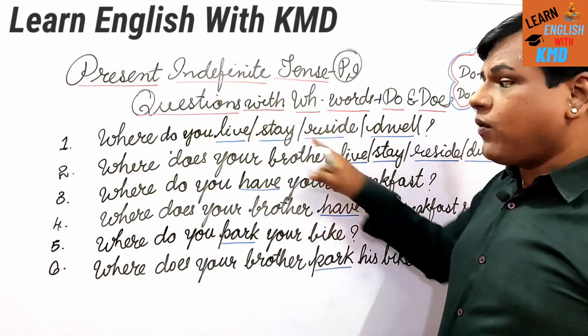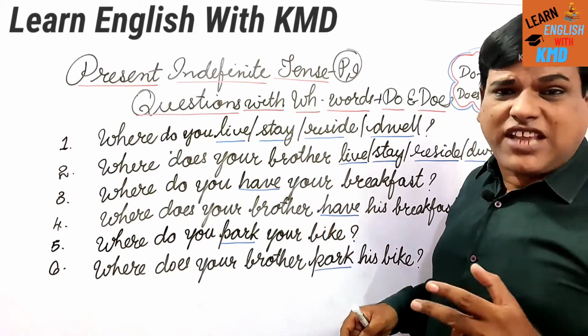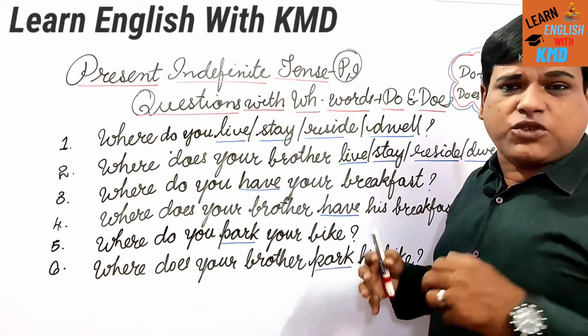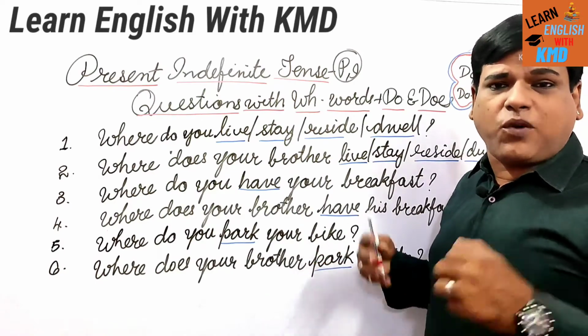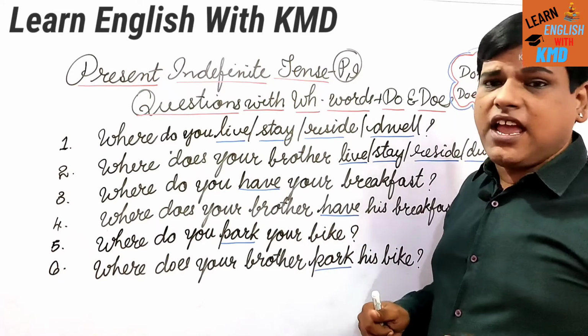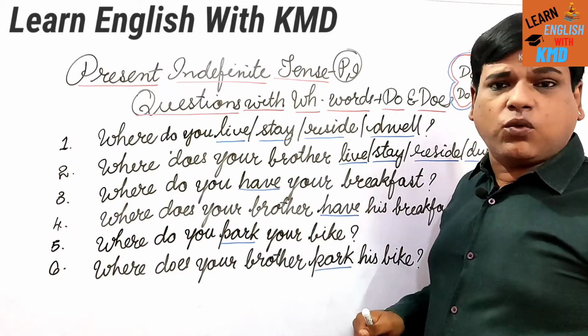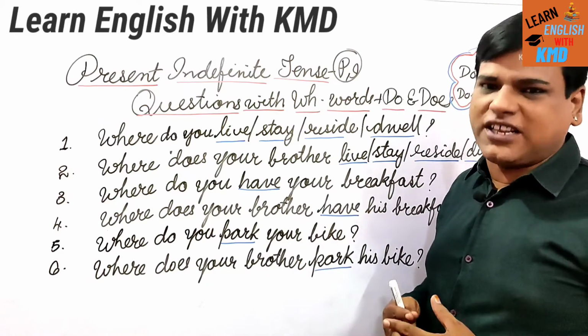So here we go. Question number 1. Where do you live? Where do you stay? Where do you reside? Where do you dwell? Question number 2. Where does your brother live? Where does your brother stay? Where does your brother reside? Where does your brother dwell? Moving on to question number 3. Where do you have your breakfast? Where does your brother have his breakfast? Moving on to the 5th question. Where do you park your bike? Where does your brother park his bike?